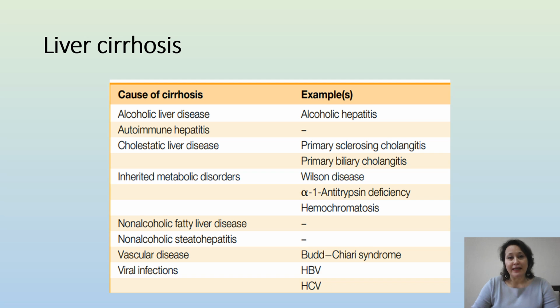Causes of cirrhosis: it can be any liver disease like non-alcoholic fatty liver disease, alcoholic fatty liver disease, autoimmune hepatitis, cholestatic liver disease of autoimmune origin like primary sclerosing cholangitis and primary biliary cirrhosis. It can be an inherited metabolic disorder like Wilson disease, hemochromatosis, alpha-1 antitrypsin deficiency. It can be vascular diseases like Budd-Chiari syndrome, and viral infections.